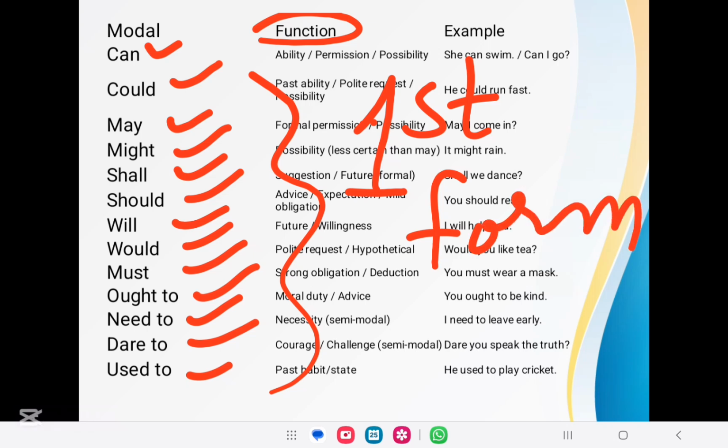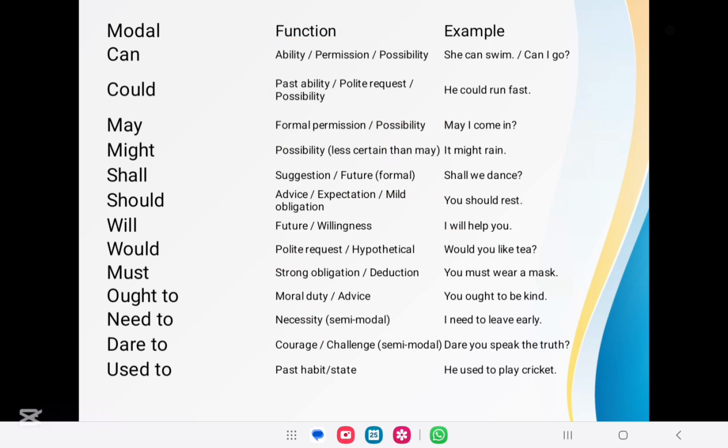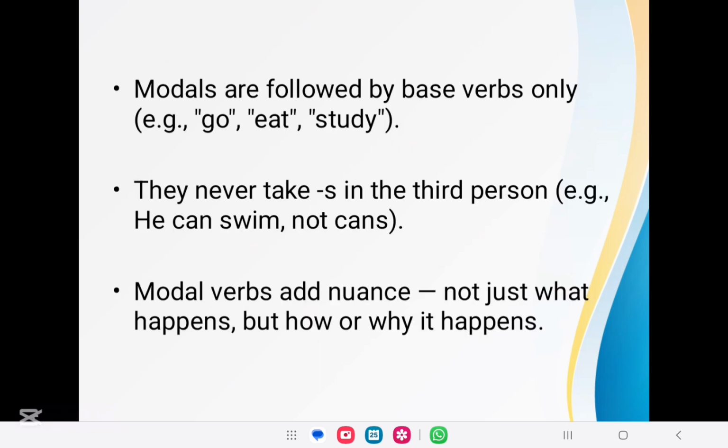I can go, not can went. You could write, not wrote. In the same way, whenever we have modals, we always use the first form of the verb after them. Modals are always followed by the base verb only, like go, eat, and study. They never take s in the third person. He can swim, not cans, and not he can swims. We simply use can swim. Modal verbs add nuance, different shades, not just what happens but how or why it happens. So that's all about auxiliary verbs.